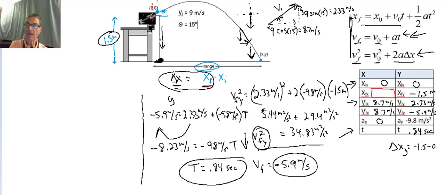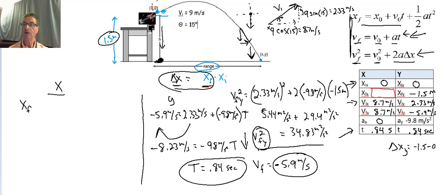Now remember, time is that one variable that once I know what it is on one side of my box here, I know what it is on the other side as well. 0.84 seconds on both sides. Okay. All right, I've got as much information on the y side as I can possibly get. Now let's look on the x side. What am I looking for? I'm looking for the range. I'm looking for x final. So this is going to be my x calculations now.